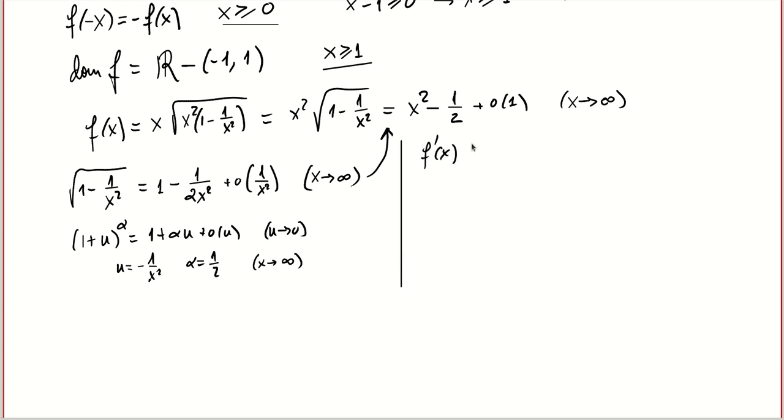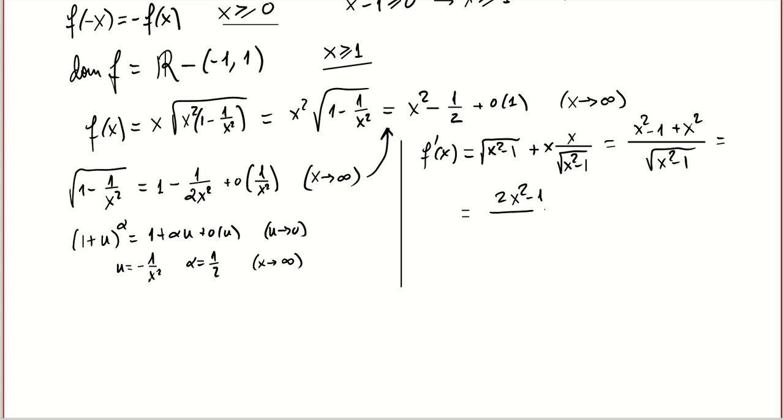So f prime, f is a product, so it's the derivative of the first times the second factor, which is square root of x squared minus 1, then plus x times the derivative of this, which is x over square root of x squared minus 1. And if we reduce this to a common denominator, we have x squared minus 1, the product of this and this, plus x squared, this x times x, divided by square root of x squared minus 1, which is 2x squared minus 1 divided by square root of x squared minus 1.